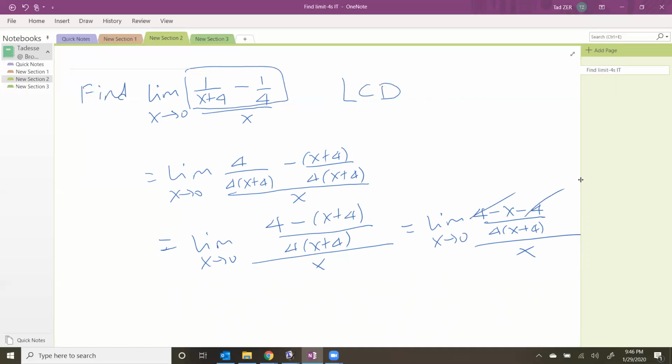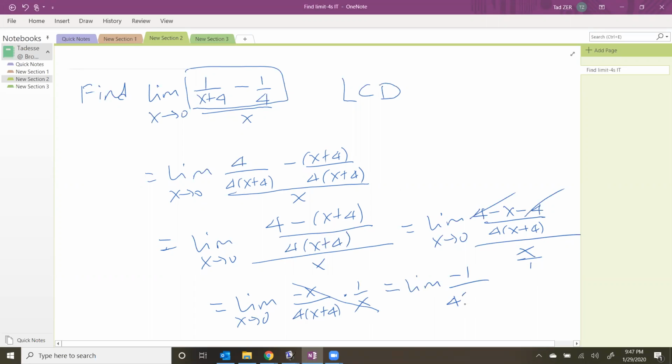Now the 4 cancels out. Keep in mind here, x means x over 1. Dividing two fractions means multiplying by the reciprocal of the denominator. So the 4 and minus 4 cancel out, and I have negative x divided by 4 times (x plus 4). When you flip x over 1, it gives 1 over x, as x goes to 0. Now the x cancels out. That leaves me the limit of negative 1 over 4 times (x plus 4) as x approaches 0.